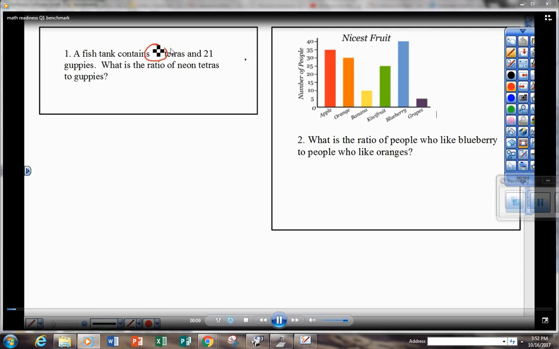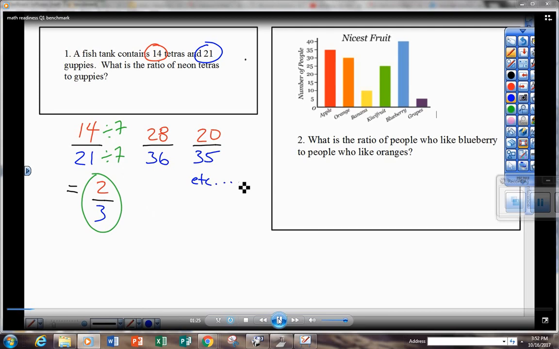You are comparing the first number, 14 tetras, to 21 guppies. So 14 to 21, that first number listed is going to go right on top, compared to that second number, which is going to be on the bottom. I'm going to divide both top and bottom by 7, so I'm going to reduce that down. So when I divide top by 7 and the bottom by 7, I should get 2/3. So that is the reduced form, 2 tetras to 3 guppies.